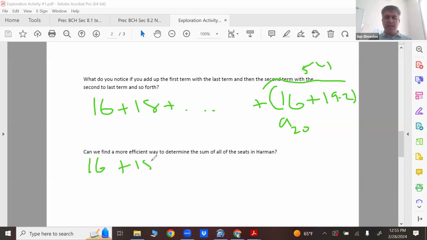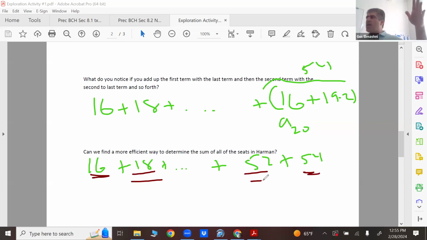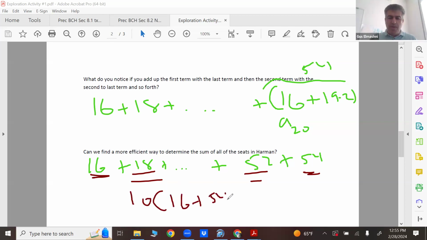Okay, good. Now here's what we notice. 16, 18... what's the second to last row going to have? And the last row, 54. What do you notice here? As you whittle your way to the middle, every pair is going to have the same sum, 70. 16 plus 54 is 70, 18 plus 52 is 70, and so forth. And how many pairs do I have? 10 pairs. So 10 times (16 plus 54).